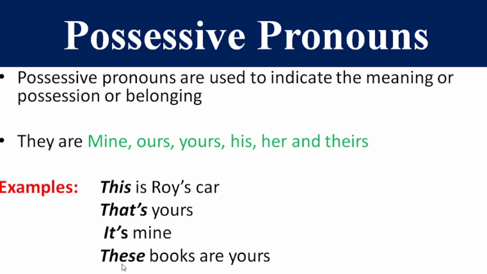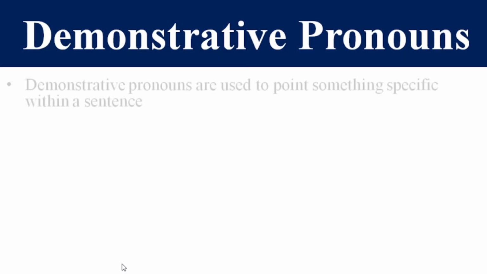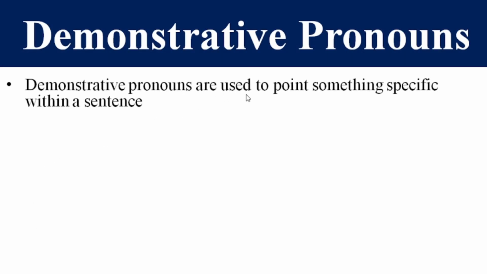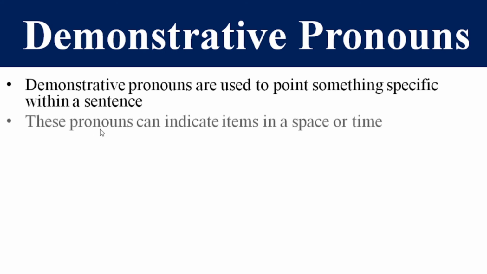We'll go to the next type. Demonstrative pronouns. Demonstrative pronouns are used to point something specific within a sentence. Now, these pronouns can indicate items in a space or time.